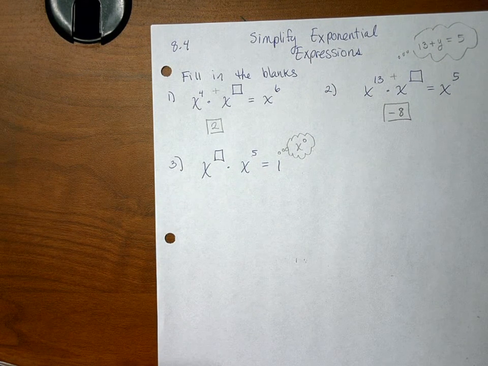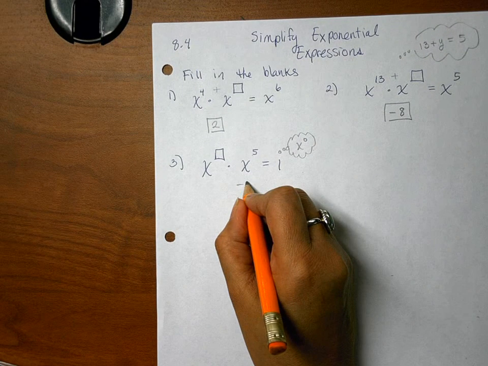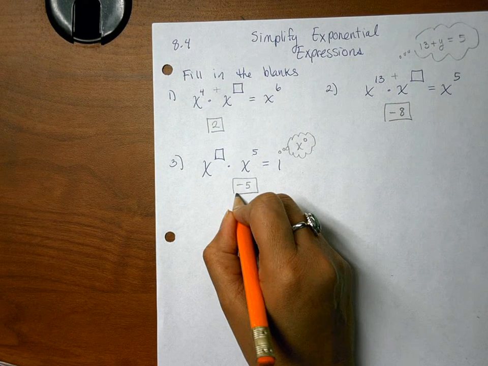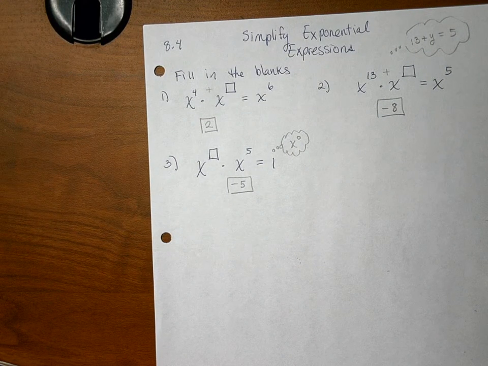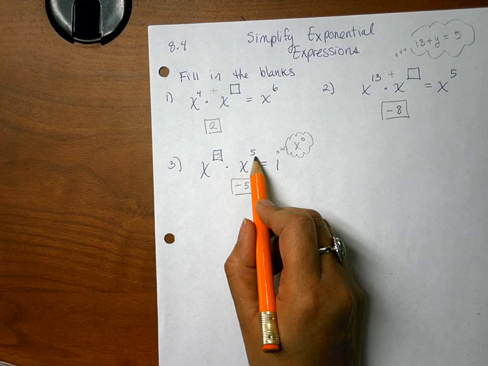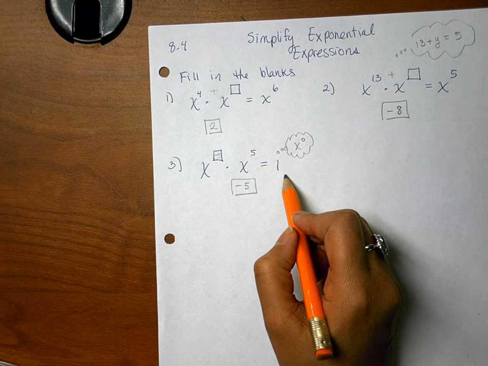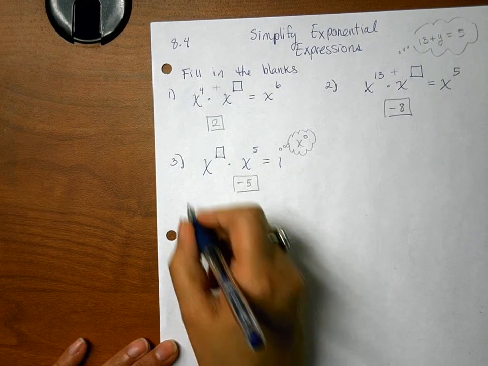X to the 0 is 1. What does this exponent have to be so that when you add them together you end up with x to the 0? It is negative 5. I've had kids give me negative 6, negative 4, 0. Negative 5 is the actual answer. Negative 5 plus 5 is 0, and x to the 0 is indeed 1.